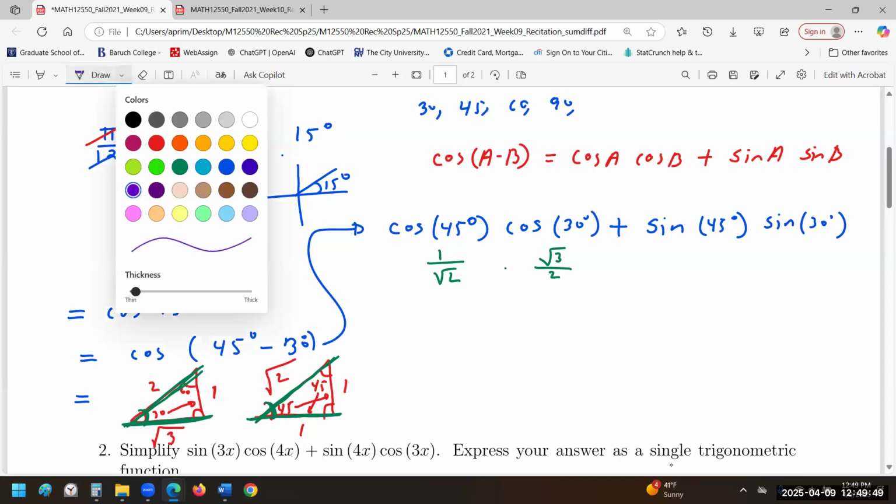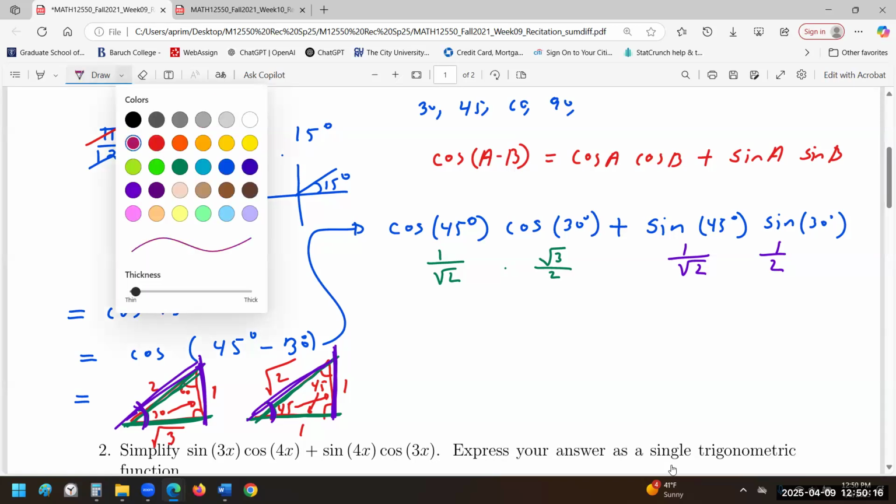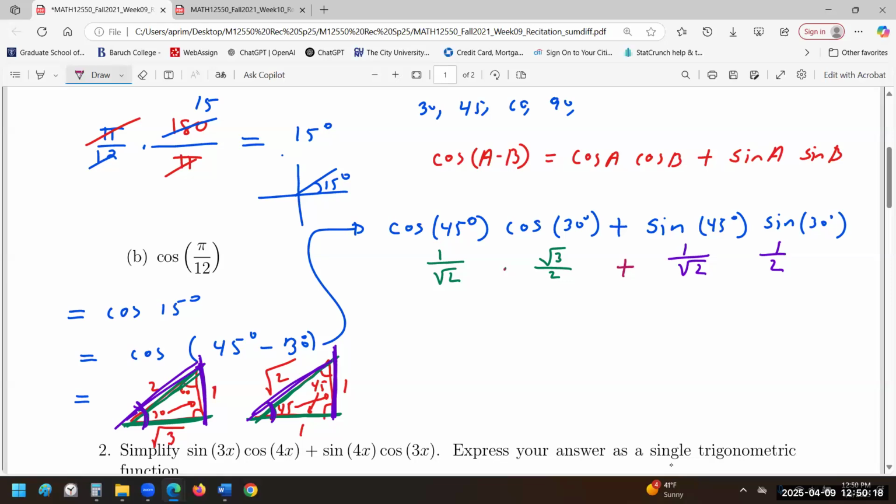Then we go to the sine. Sine 45 degree. So this is a 45 degree, sine is opposite over hypotenuse. So 1 over square root of 2. And sine 30 degree, so if this is our 30 degree, our opposite is here. Opposite over hypotenuse is 1 over 2. We add the middle and we multiply the individual length.